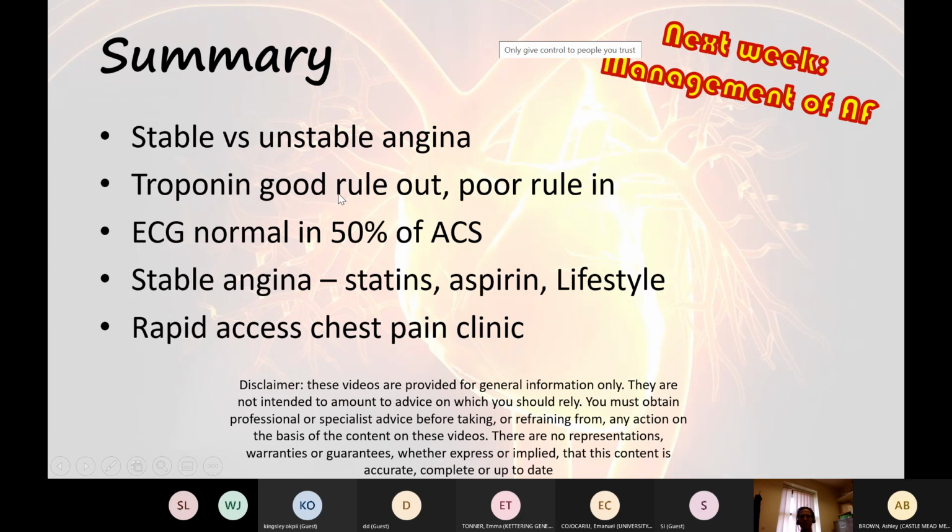Bear in mind, troponin's a great rule out, but it is not a very good rule in test. And ECGs are normal in 50% of patients who have acute coronary syndrome, so don't get a false sense of reassurance from it. And if they've got coronary artery disease, there are some fantastic prognostic treatments that we need to get all patients on, and that's really, really important. And if you're not working in cardiology and you think you've got a patient who needs to be seen urgently, the Rapid Access Chest Pain Clinic is a great way of doing that.